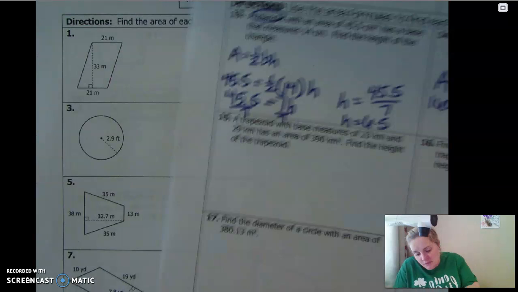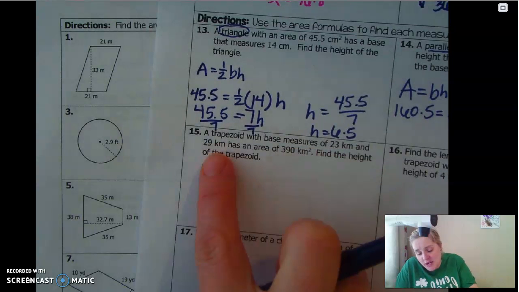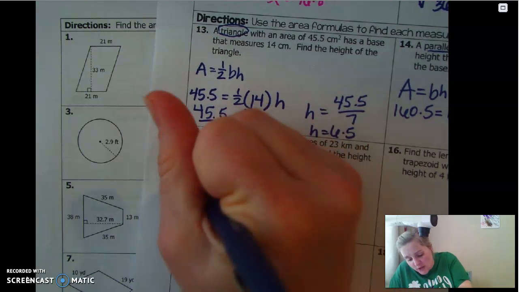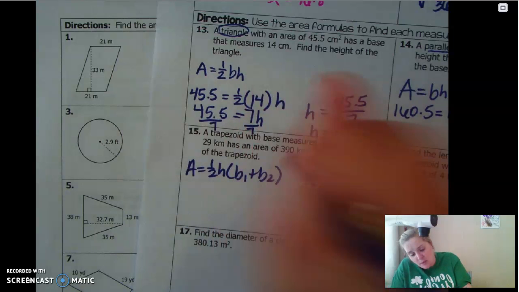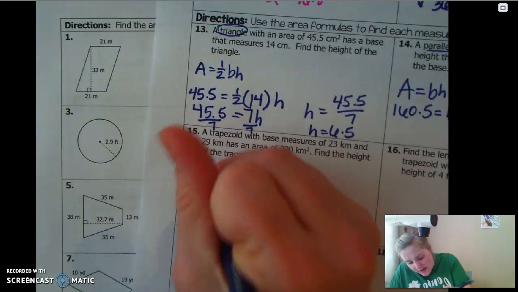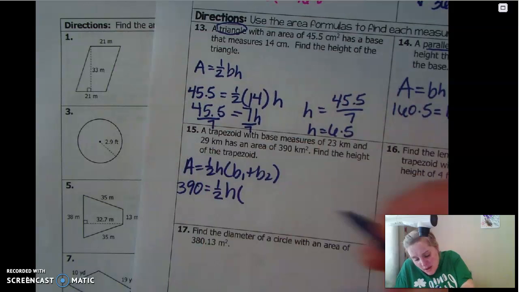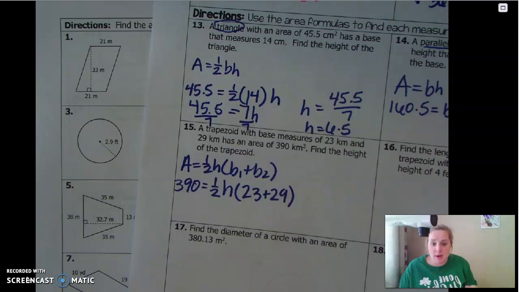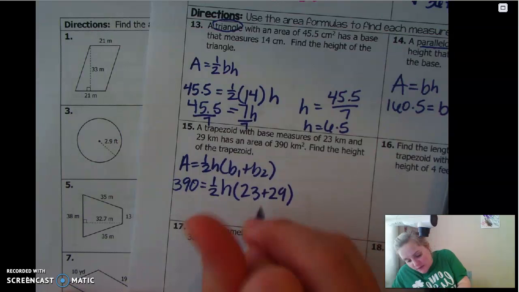15. The trapezoid has bases measuring 23 and 29, and an area of this. What is the height? So you plug in what you know: 1/2 the height, base 1 plus base 2. So we know that the area is 390, and that's equal to 1/2 the height, which is what I don't know. That's my unknown. My base 1 is 23, and my base 2 is 29. I would add those together. 23 plus 29 gives me 52.